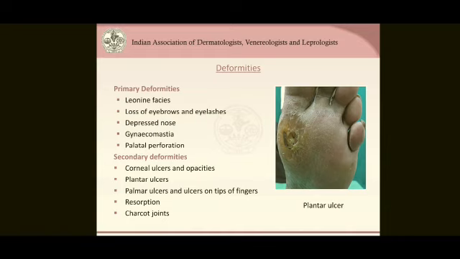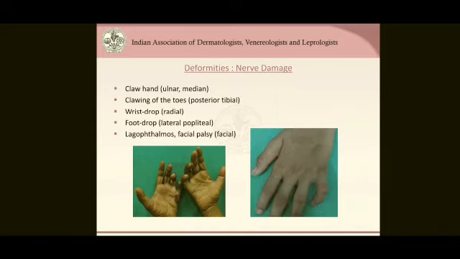Gynecomastia usually happens as a complication of epididymo-orchitis. Palatal perforation. The secondary deformities are corneal ulcer and opacities, plantar ulcers due to the loss of sensation, palmar ulcers, ulcers on the tip of fingers, resorption of the fingers, Charcot joints. The picture you are seeing is a trophic ulcer. Deformities due to the nerve damage.